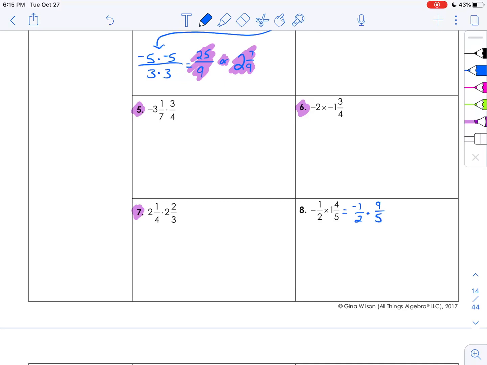Remember, with multiplying, we don't have to have a common denominator, so from here, we can multiply straight across. Multiplying our numerators, negative 1 times 9 is negative 9. Multiplying our denominators, 2 times 5 is 10. Negative 9/10 cannot be simplified or written as a mixed number, so that is our final answer.